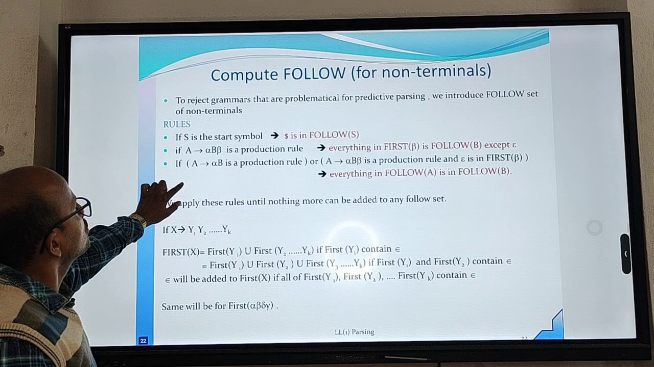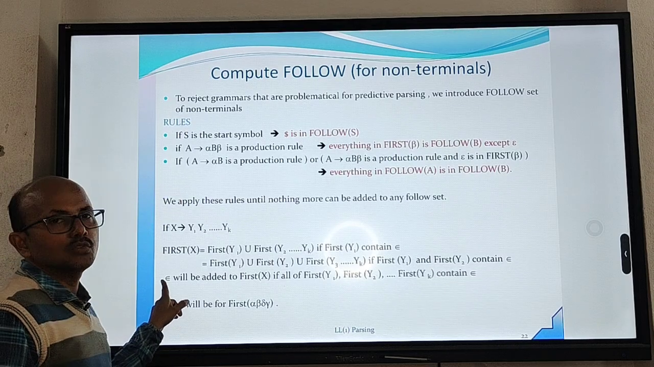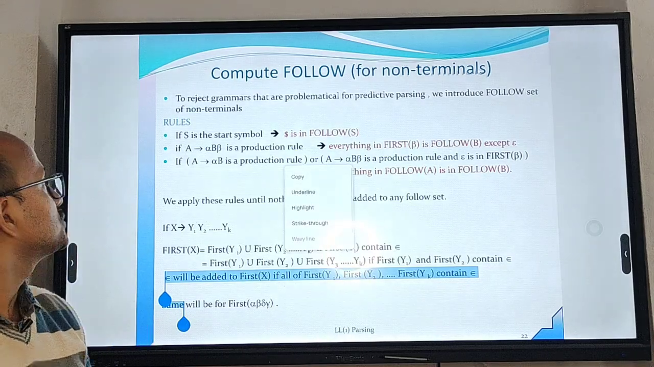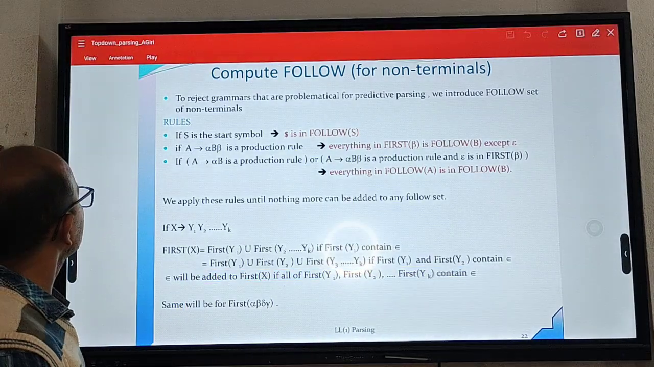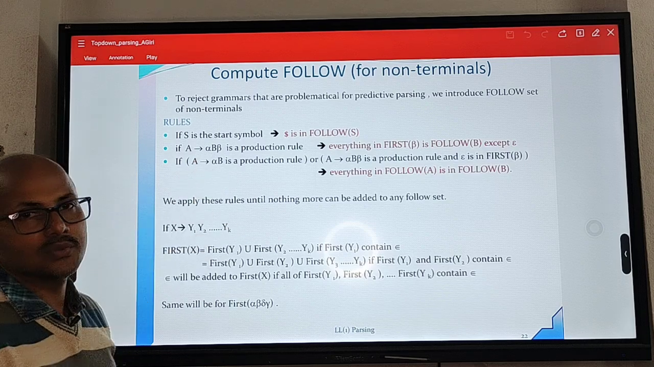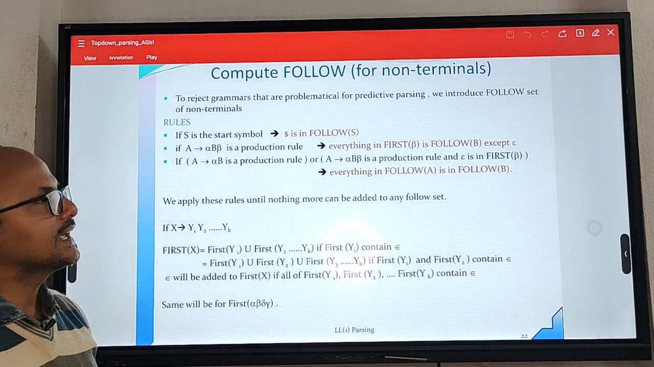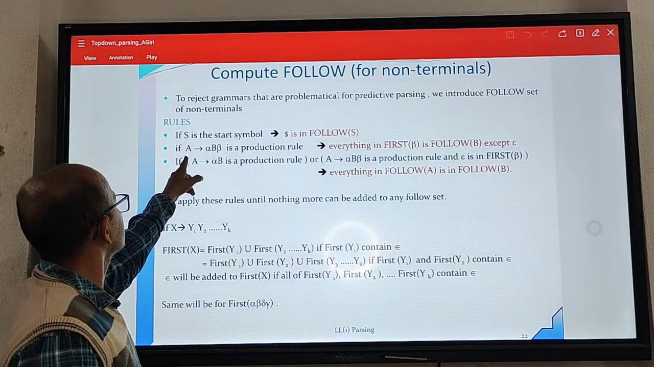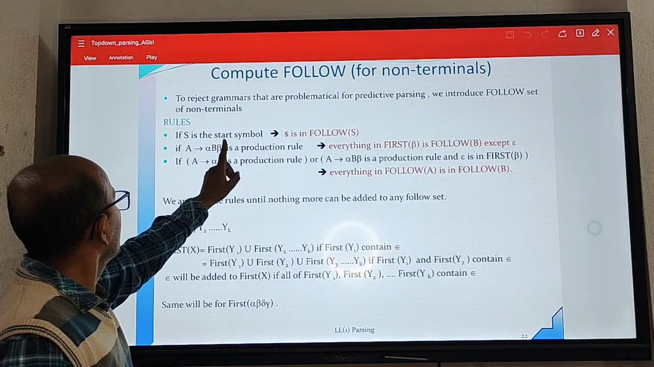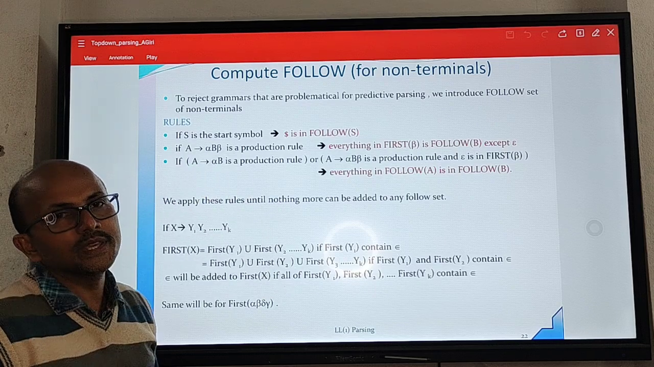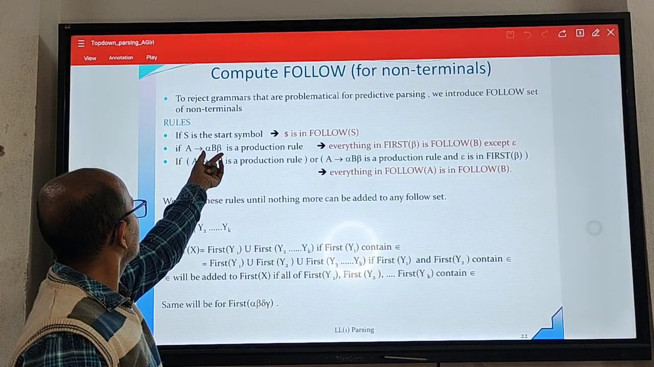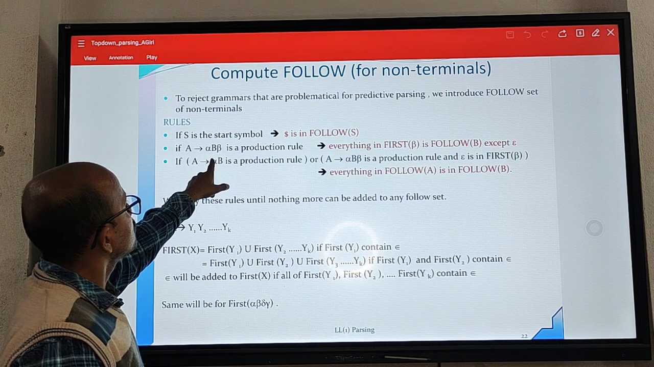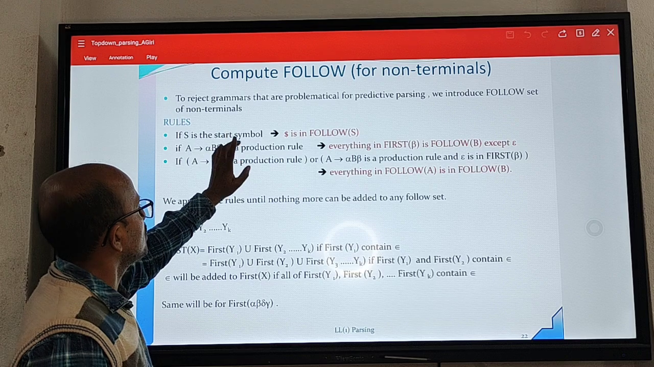So now we should go for the follow calculation: which symbols follow a particular symbol, and that set is known as the follow set of a symbol. Now there are certain rules. If S is the start symbol, then the follow of the start symbol is the dollar. And if we have a production rule A produces alpha B beta, and we go for calculating the follow of B, observing the right-hand side of the production rule, we can find that beta follows the capital B, so follow of B will be the first of beta.